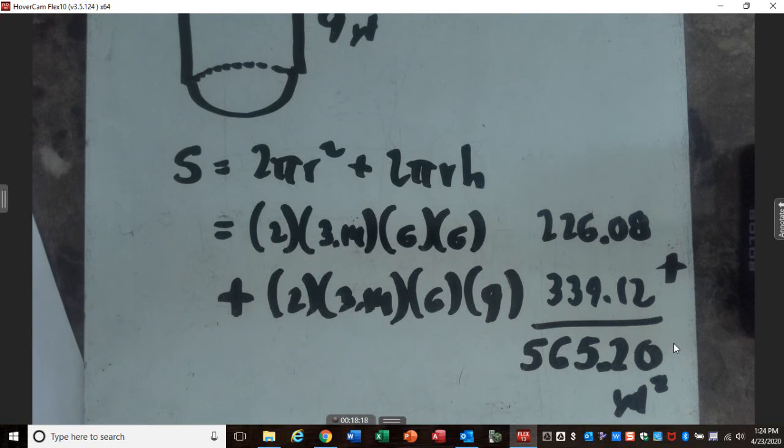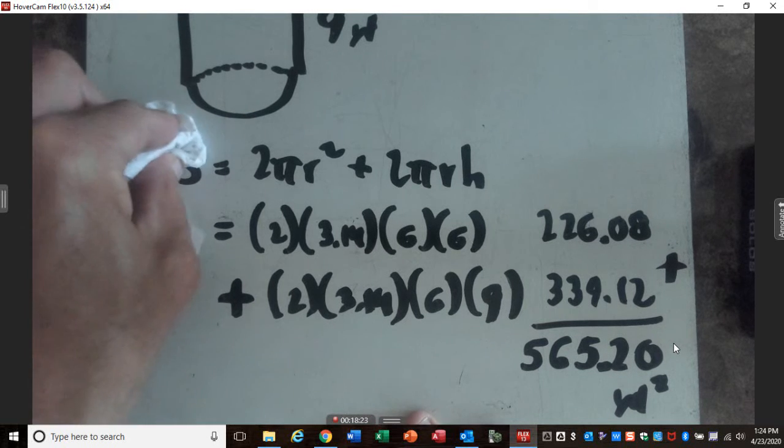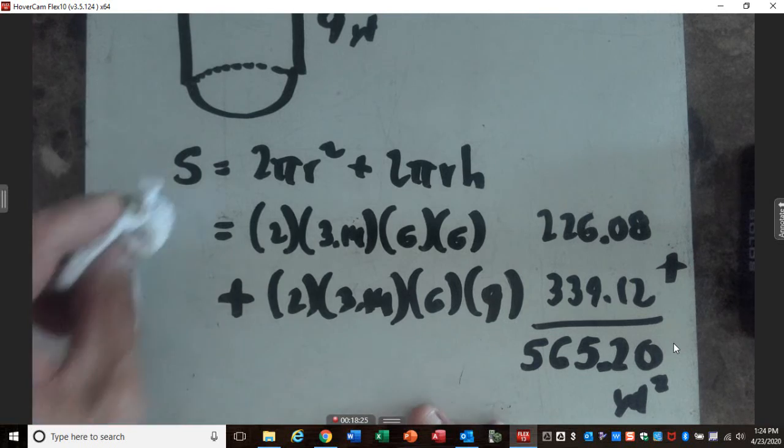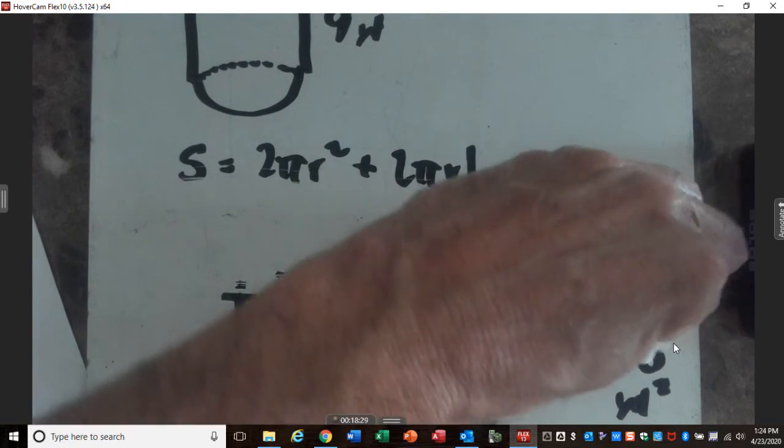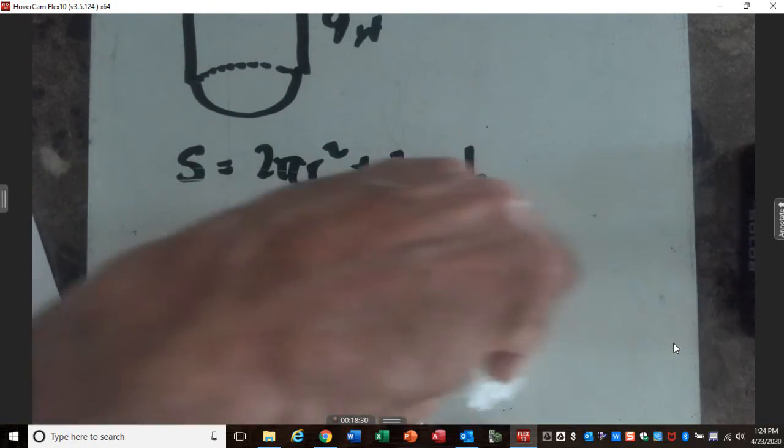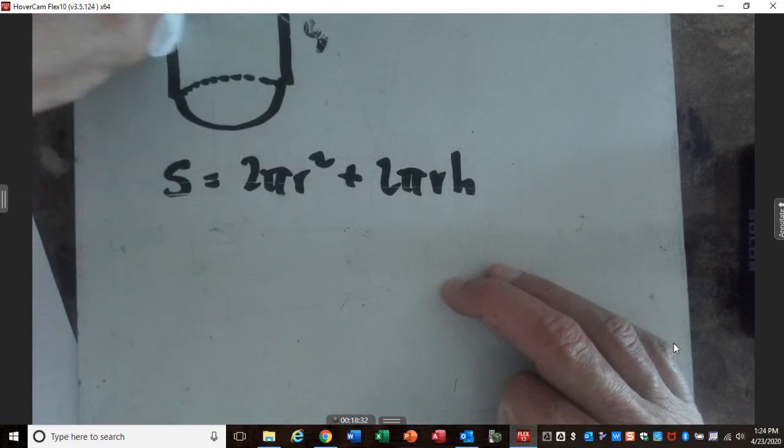Okay. All right. Let's do another surface area. Yeah, we'll do another surface area. Okay, I'm going to erase this. Don't erase, I'm not going to erase the formula. Just be patient with me for a second.